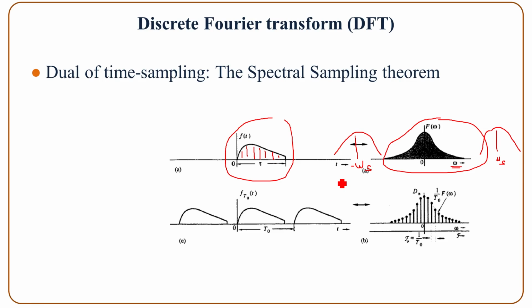And the dual time sampling theorem says that if we sample in the frequency domain, then correspondingly we repeat the signal in the time domain. And we repeat that at every t0. And t0 is actually 1 divided by f0. And f0 is the difference in terms of frequency between two samples in the frequency domain.